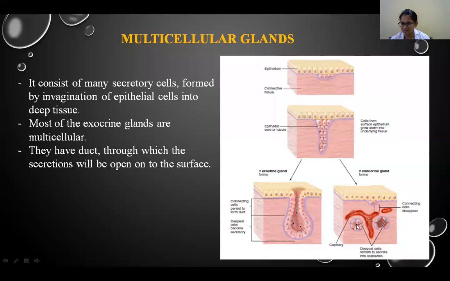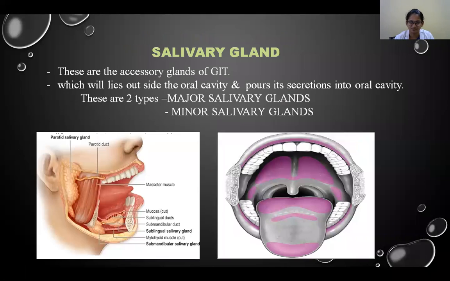This acinus releases its secretory product directly into the bloodstream. So it is called an endocrine gland. Endocrine glands release their secretory products into the bloodstream, whereas exocrine glands expel them onto the surface of the oral cavity through the duct. In exocrine glands the duct is present, whereas in endocrine glands the duct is absent. This is about the multicellular gland.